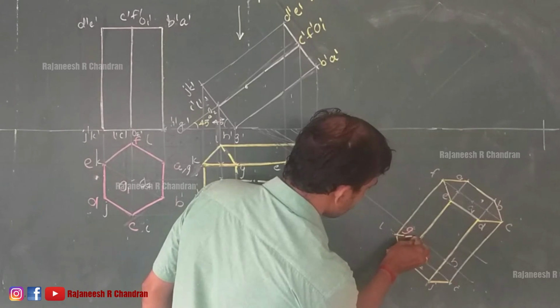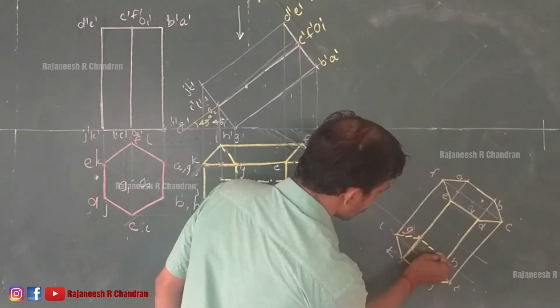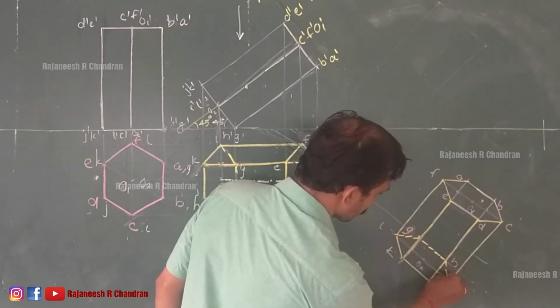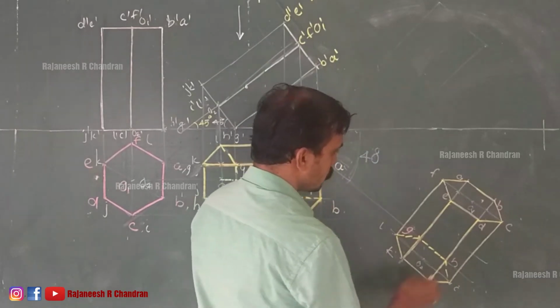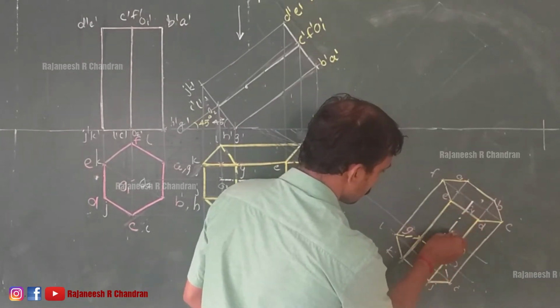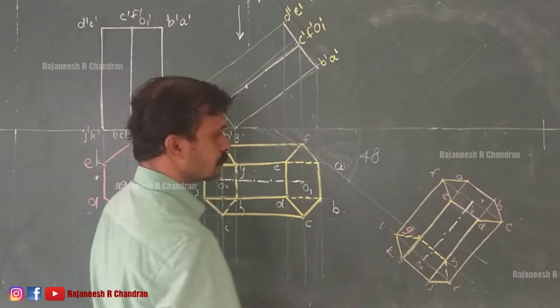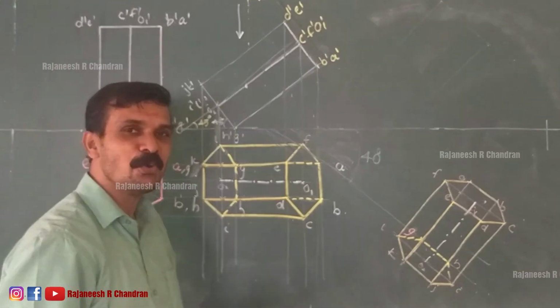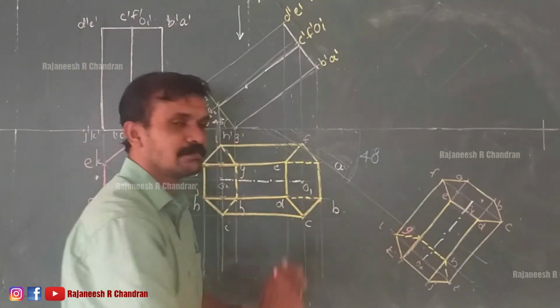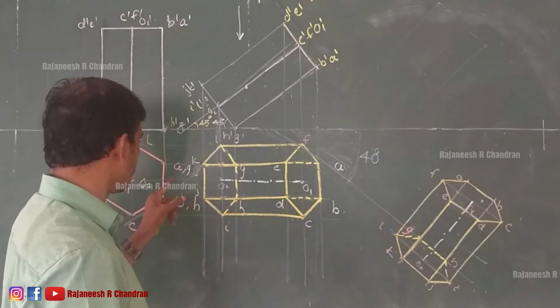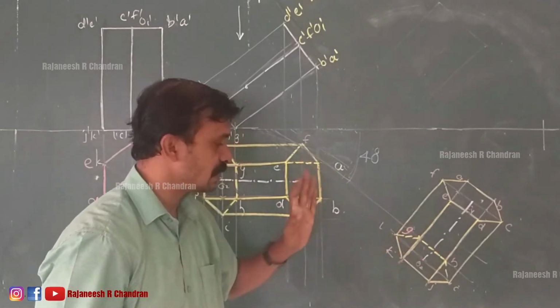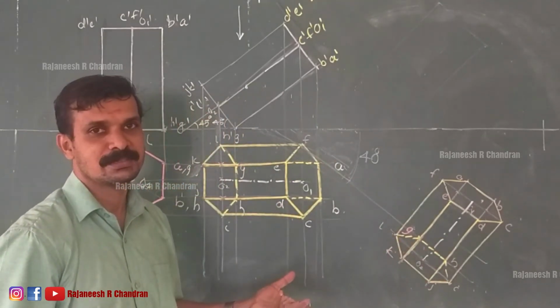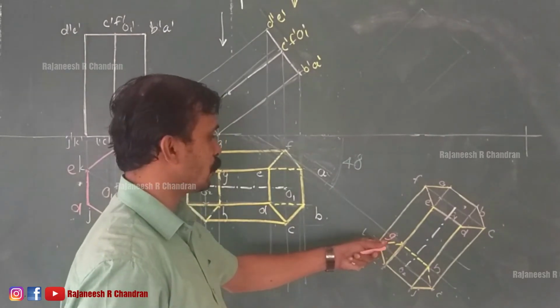This is invisible. This is also invisible. This is also invisible, and this belongs to the axis. So now we have reproduced this image at an inclination of 40 degrees. The resting edge GH is now inclined at an angle of 40 degrees. Now we have to obtain the front view of this one.